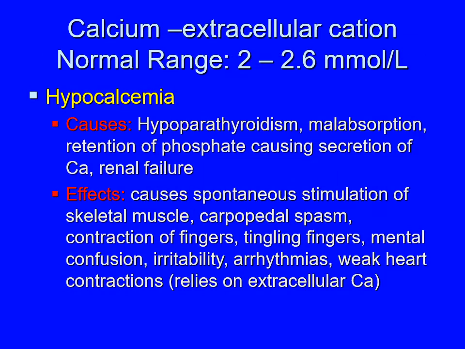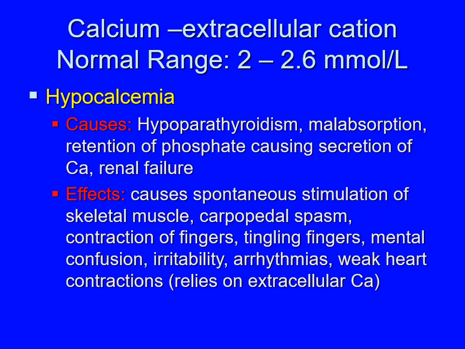Now, calcium. Too low levels of calcium can result from hypoparathyroidism, malabsorption, retention of phosphate causing secretion of calcium because phosphate and calcium are on an exchange system, renal failure, not being able to balance those electrolytes through the kidney tubules and absorb them in the proper balance.